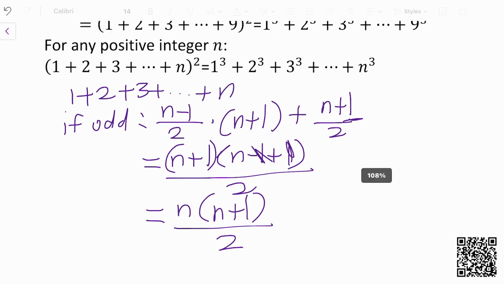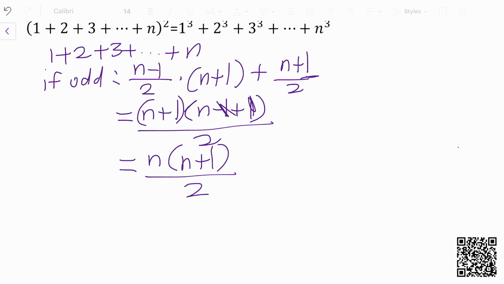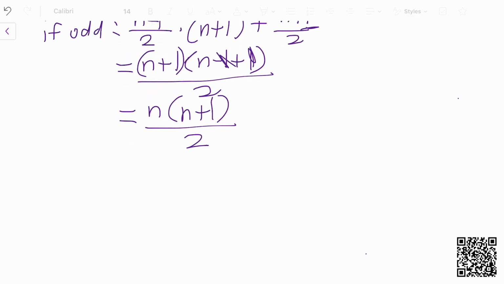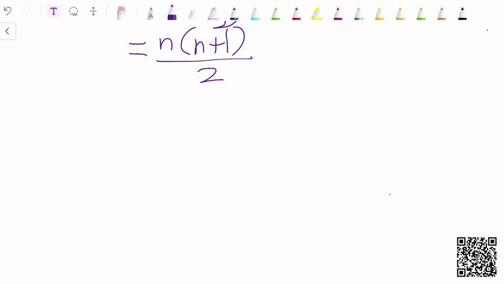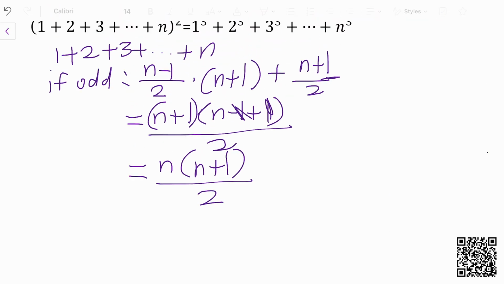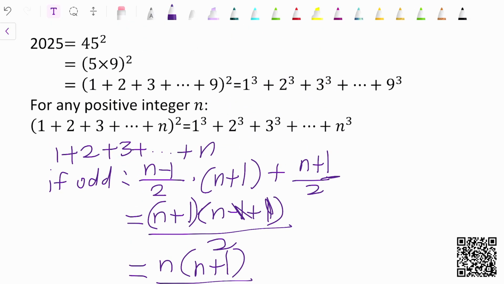Okie dokes. So that is if n is odd. If n was even, on the other hand, that actually gives you a much easier thing to work with. Because similarly, like here in our 2-9 example, if we just smack a 10 onto the end, we're going to save ourselves a lot of steps.